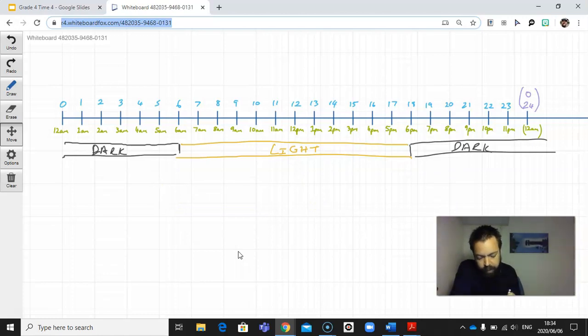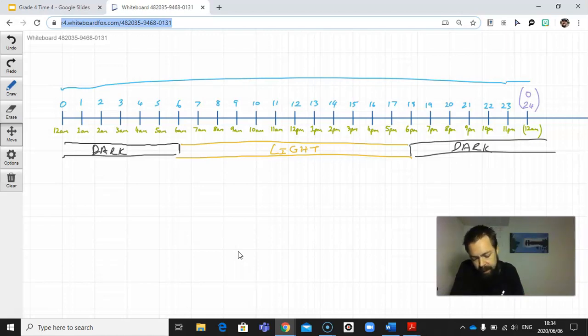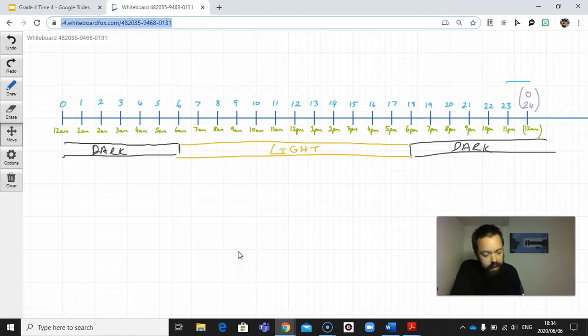So if we think of 24, each day has 24 hours, and so 24-hour time logically counts from 0 all the way through to 23. When it reaches 24, it is actually back at 0. So that's why I've got the 24 in brackets over there, because it never gets to 24.